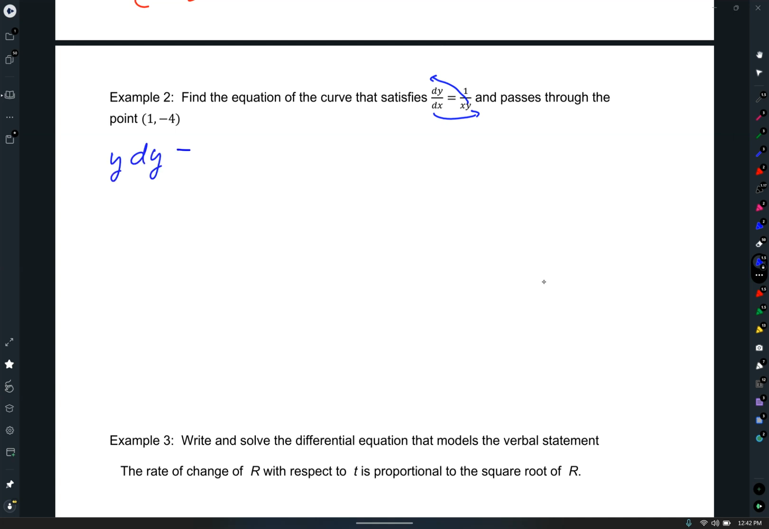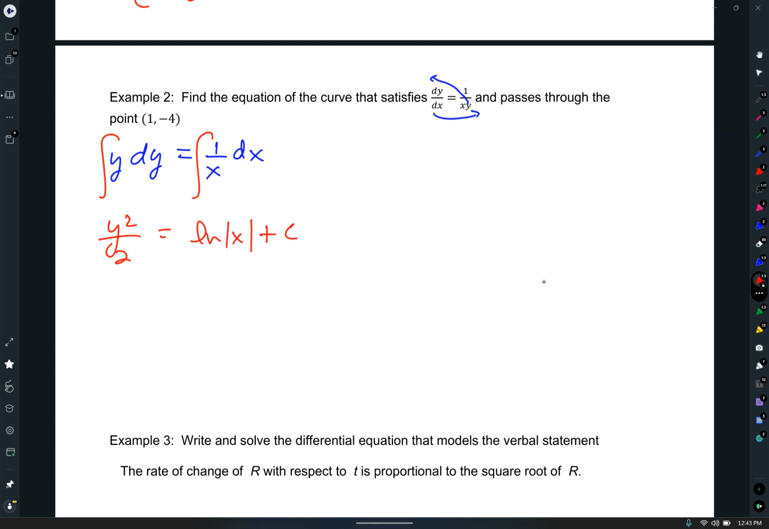Y dy. And on the right side, what do I have? 1 over x dx. Questions there? Everybody okay? Step 2, integrate both sides. So y squared over 2, and remember we don't need to write the plus c on both sides, we'll just write it over on the x side, equals what? Natural log, absolute value of x plus c.